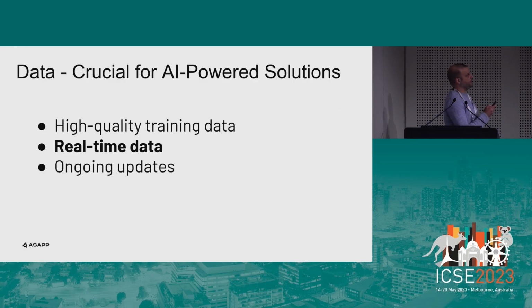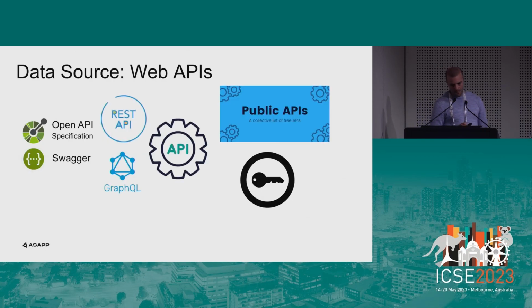So concluding the introduction, one main or key assumption of our work is that not only high-quality training data, but also real-time data and ongoing updates is crucial for AI-powered solutions. The question then is, where can we find this high-quality data to leverage from?